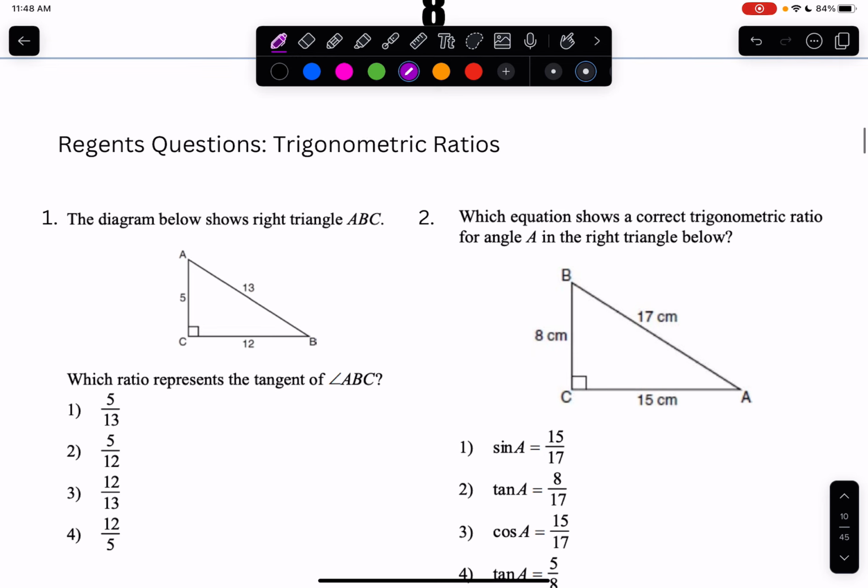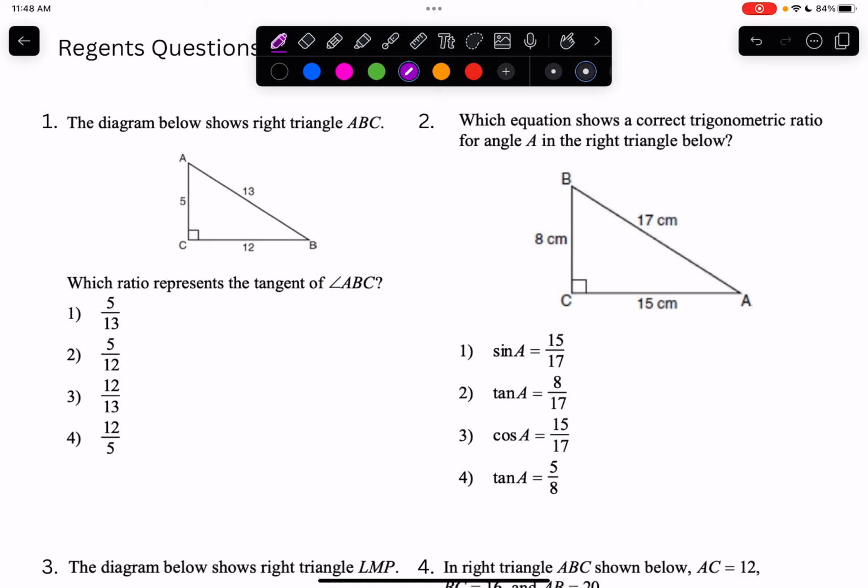So now we have some Regents questions going through using some of the basic ratios. If we want the tangent of angle ABC, the first thing I would do is mark ABC. Now I'm going to mark my sides according to this. So this is the adjacent side, this is the opposite, and this is the hypotenuse. If I want tangent, I know that should be TOA, so that is opposite over adjacent. Well, my opposite is 5, and my adjacent is 12. And that is my answer.